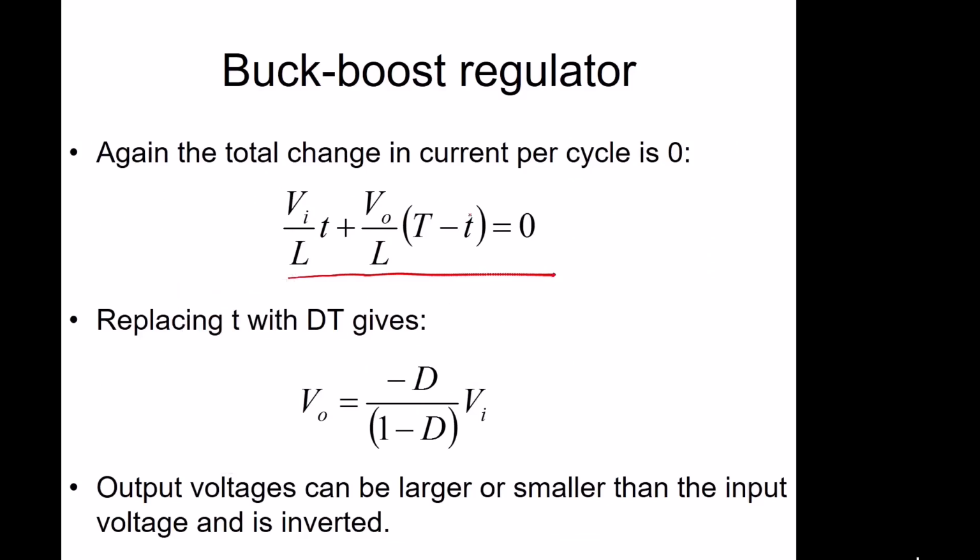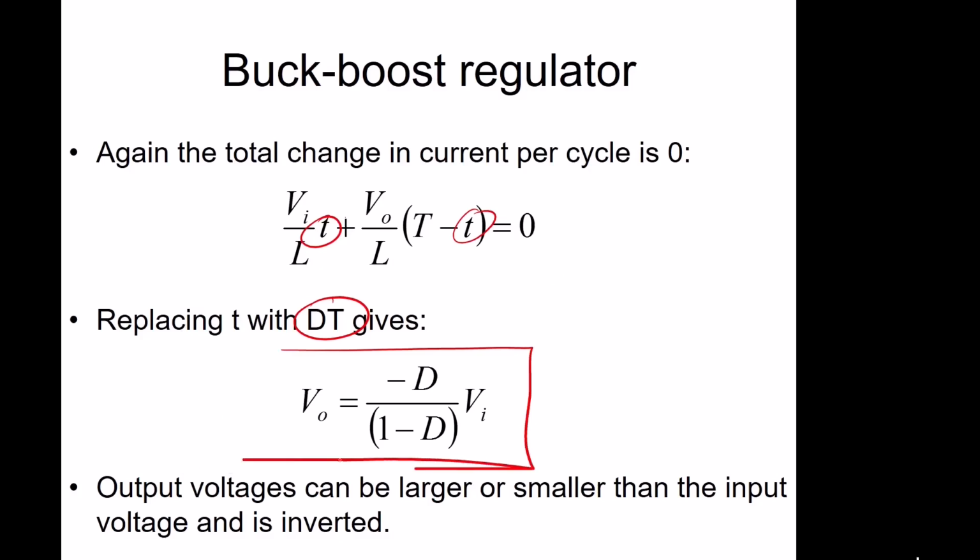And we replace our t's, t and t, with dt. And we get for the transfer function this term. So the output is minus d over 1 minus d times V input. So depending on the value of d, we can make the output voltage larger or smaller than the input voltage, but there is a negative sign on it. So if the input voltage is positive, the output voltage is going to be negative.